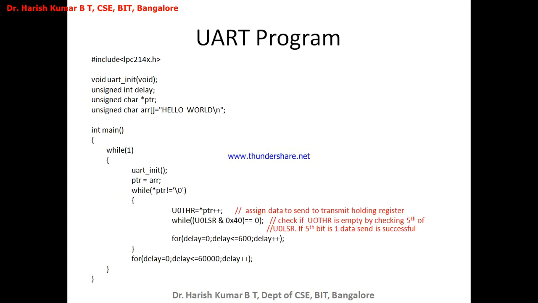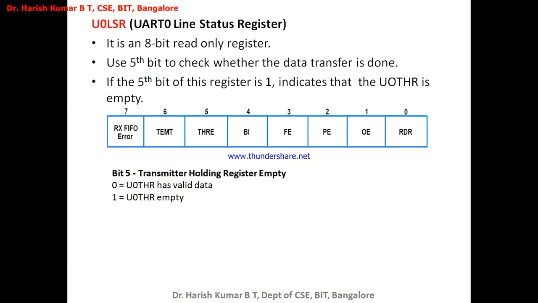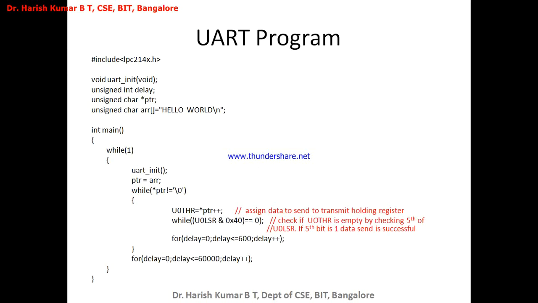Okay, next. The next register required is U0THR, the transmit holding register, to which you'll be assigning the data that needs to be transferred from one device to another device. And later one more register is the line status register. Using the 5th bit of this register, you can know whether the data transfer is complete or not. If the 5th bit of the LSR register is 0, the data transfer is not yet complete. If the 5th bit of the LSR register is 1, it indicates the data transfer is completed. Next we'll go to the program.